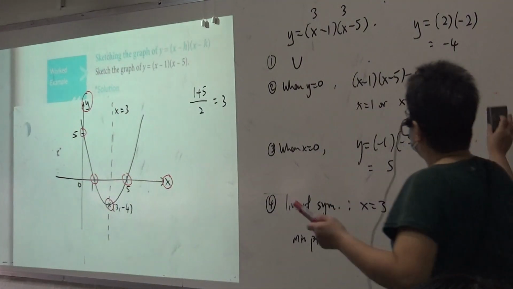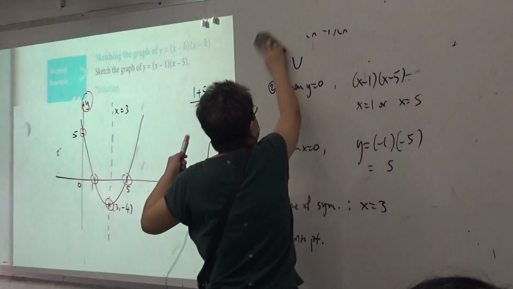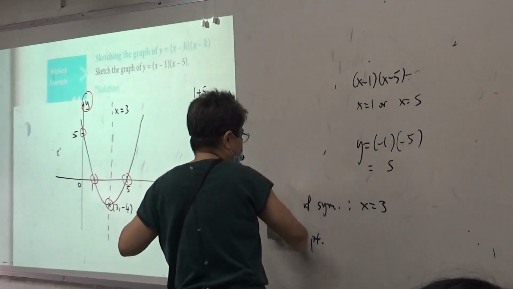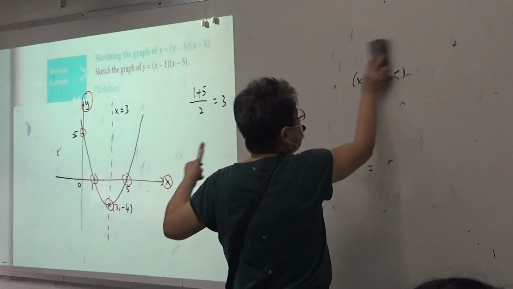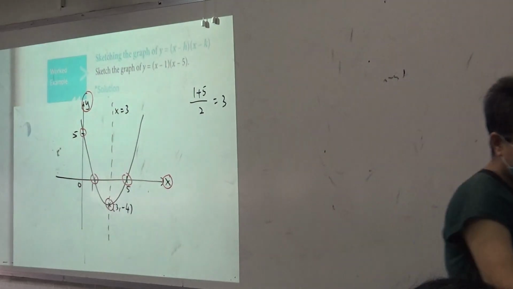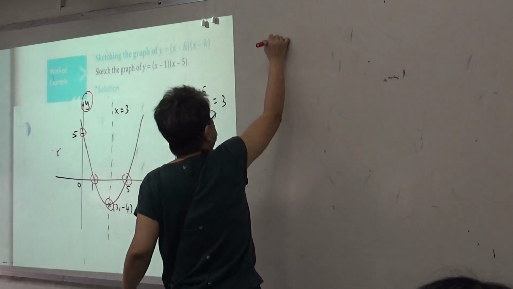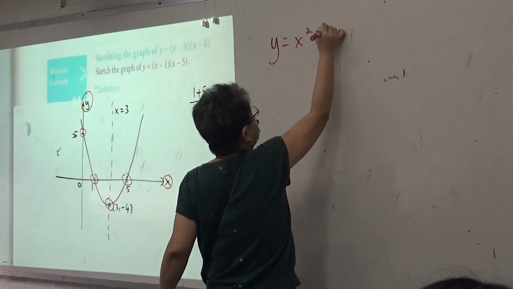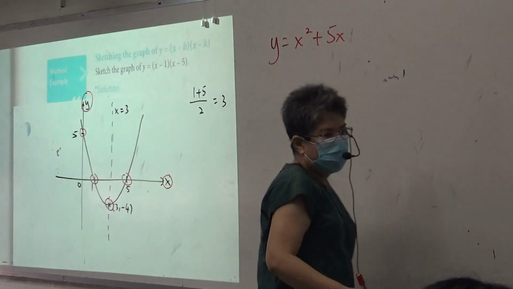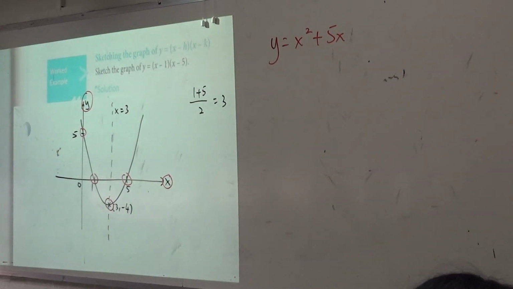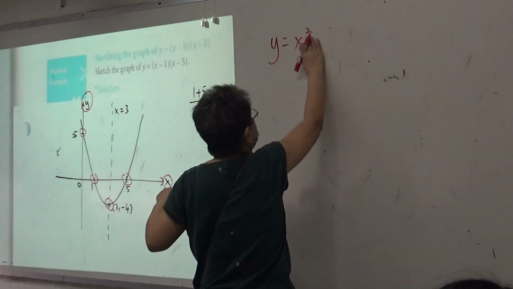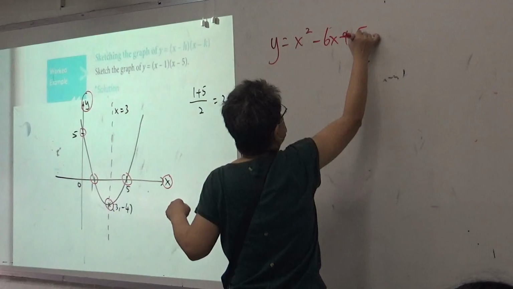I'm going to tell you something else. All of you look up. Of course, if they give you in factorized form, everybody claps, right? Correct now? Now, what if they give you x squared minus 6x plus 5?